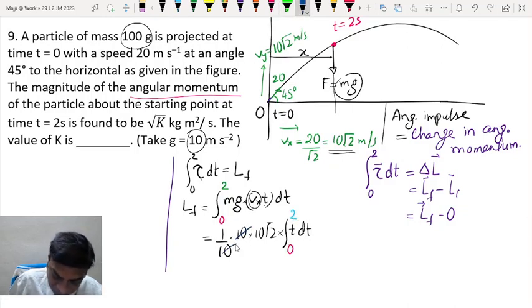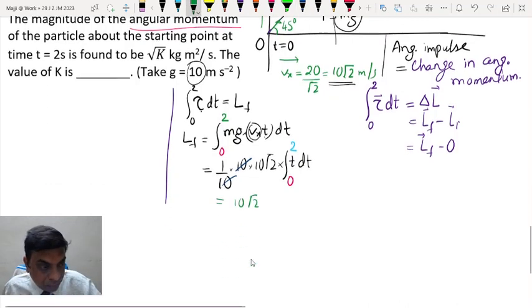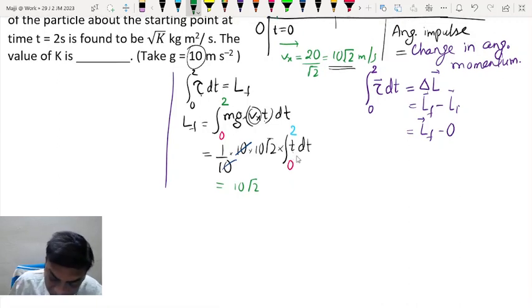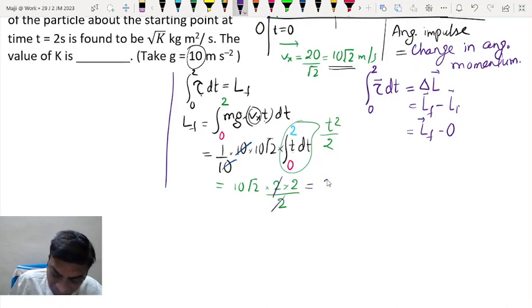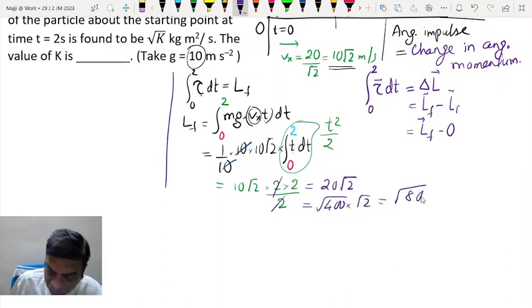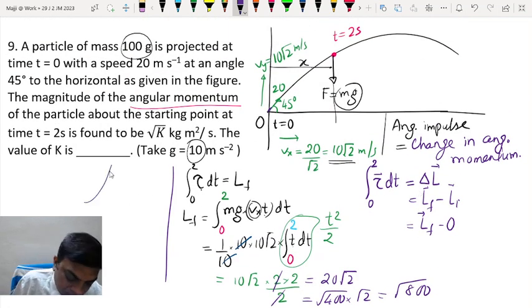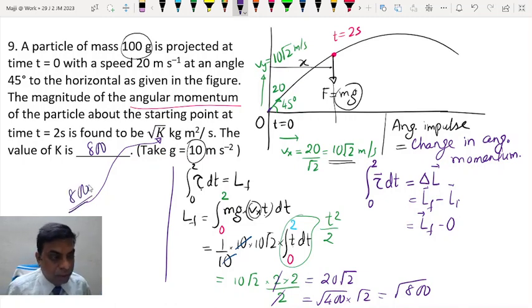So therefore, 10 gets cancelled here. Then we are left with 10 root 2. When you integrate this, you will be getting t square by 2. When you substitute the limits, upper limit minus lower limit, 2 gets cancelled. You have 20 root 2. 20 can be written as root over 400. So finally you have root 800. So this k is 800, as a unit. This is how you are supposed to solve.